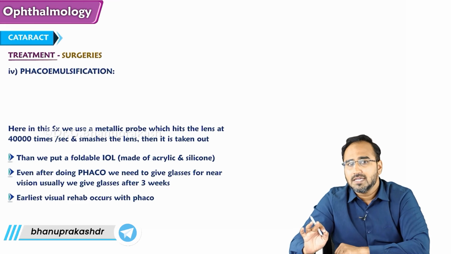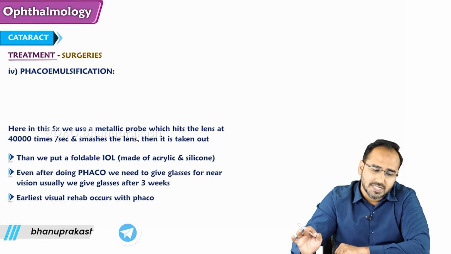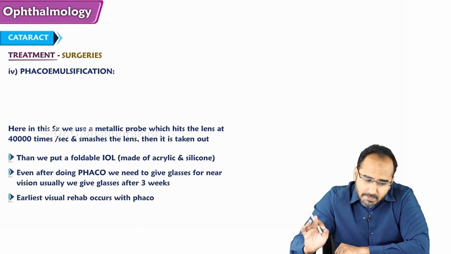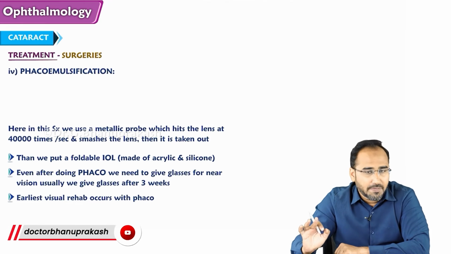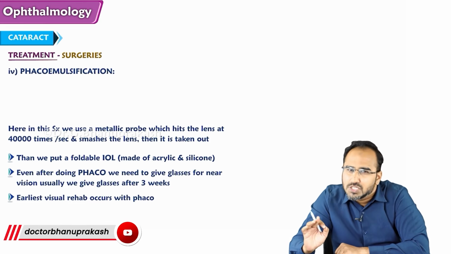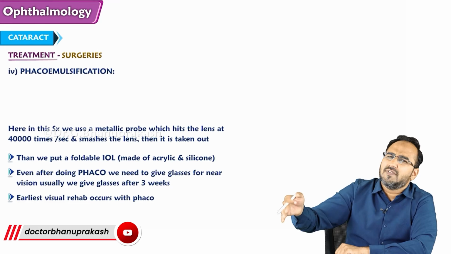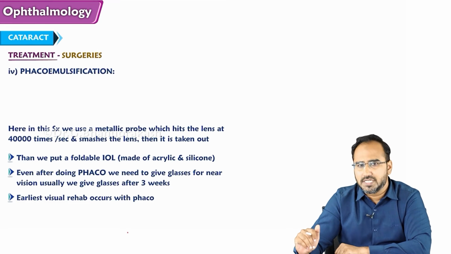But remember guys, ECCE plus PCIOL is the most commonly used surgery for what cataract? For mature and hypermature cataract. Whereas phacoemulsification is the surgery which is usually done when the patient is arriving in the early stages, such as in the immature stages. Okay.